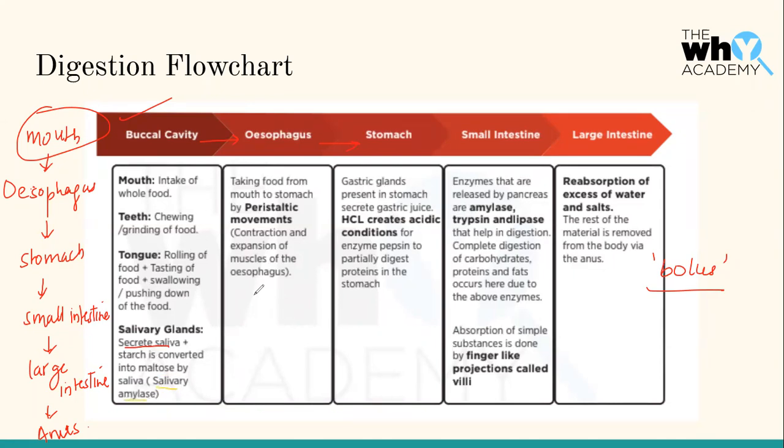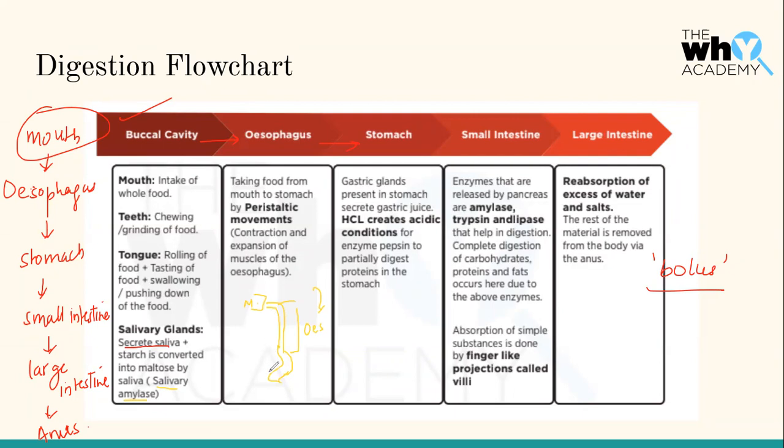Esophagus, as you know, if this is your mouth, is the long tube which connects the mouth to your stomach. Correct? This entire tube is the esophagus. So how does the food move down to the stomach?